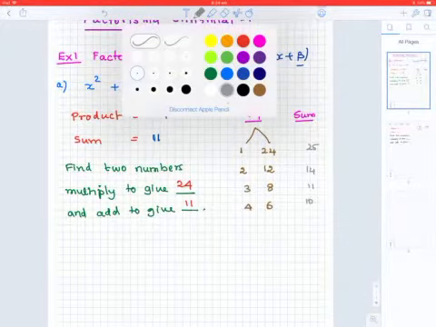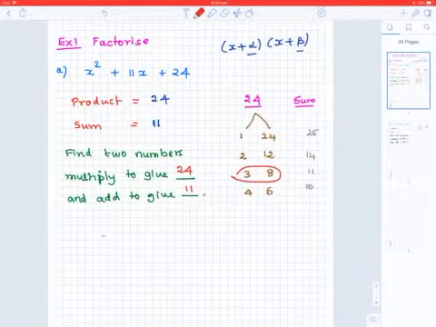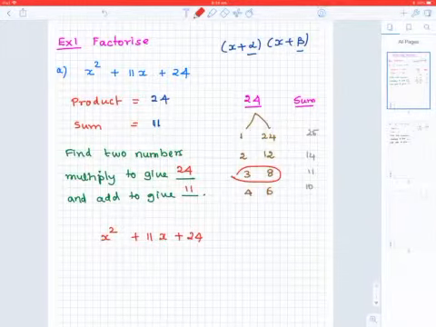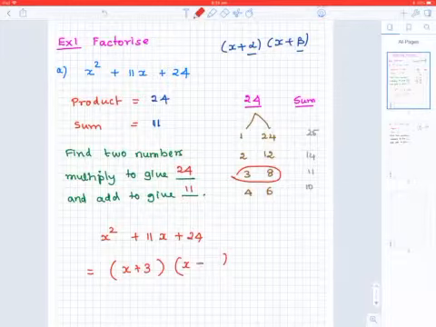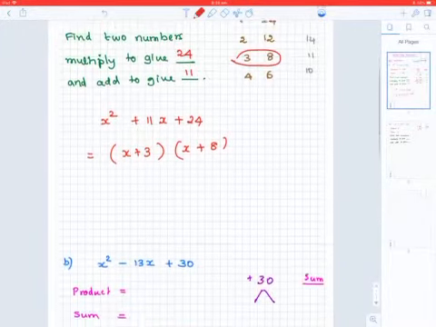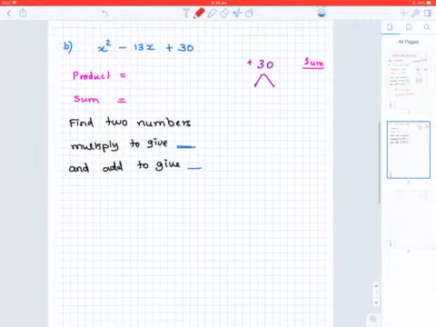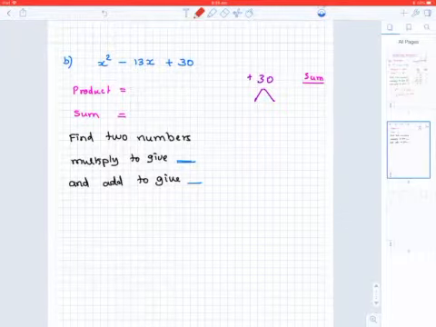Okay, in each case, the sum is 25, 14, 11 and 10. So now we are after the sum of 11. That means we have to consider this pair. Therefore, we can write x squared plus 11x plus 24 equal to x plus 3 and x plus 8. So these are the two factors of x squared plus 11x plus 24.